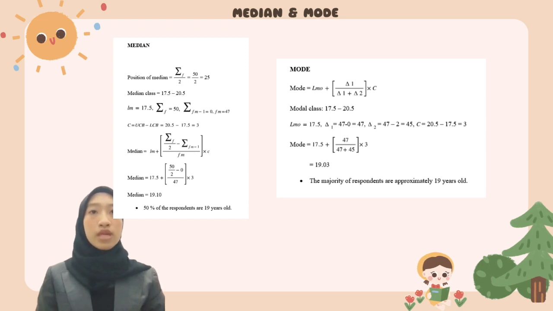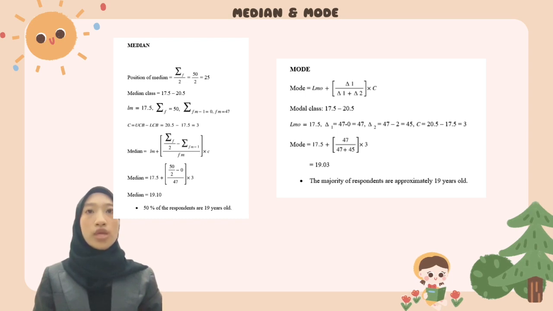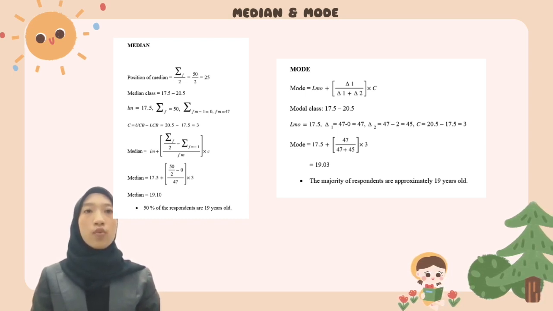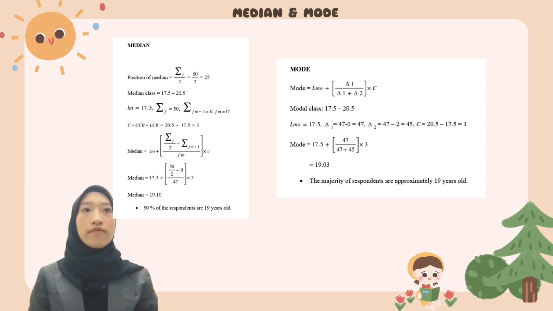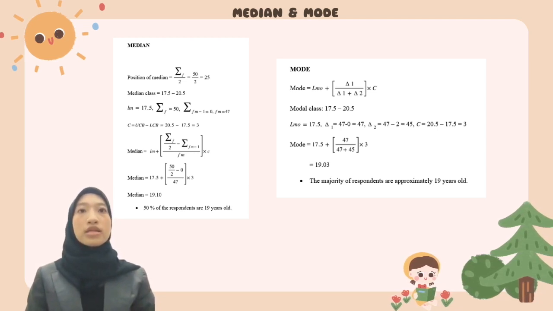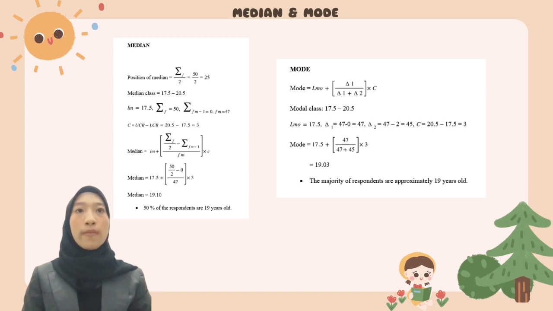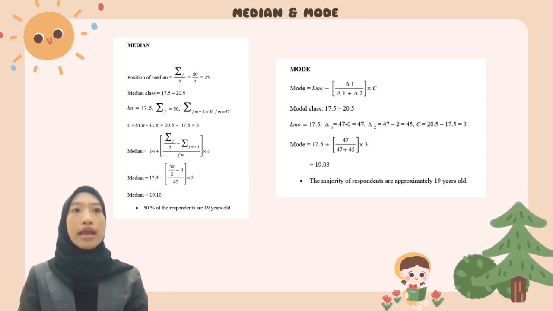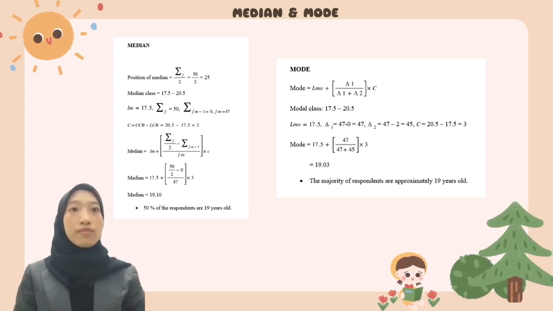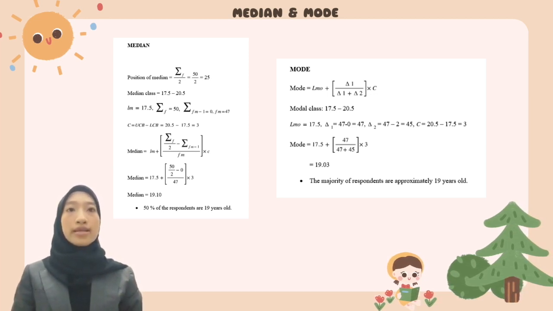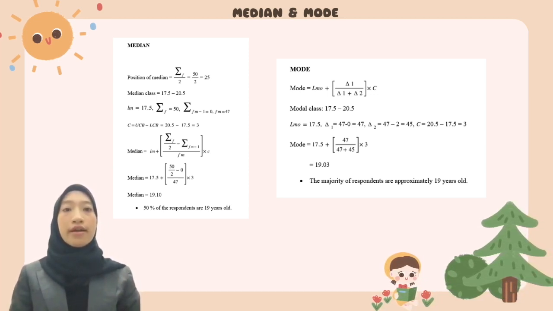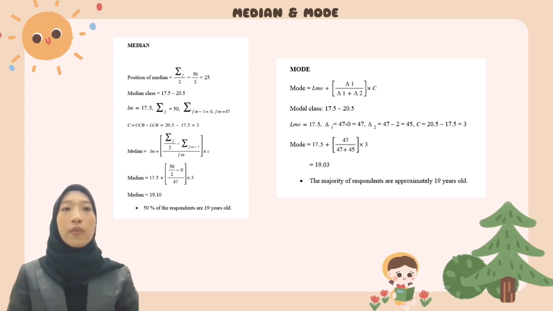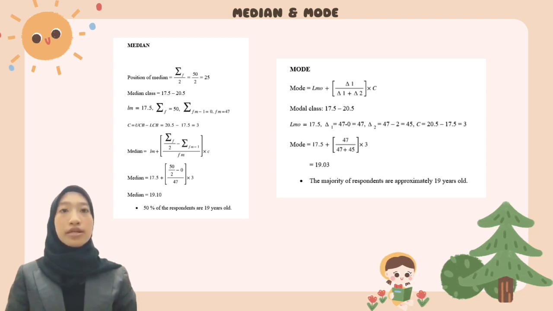Next, to calculate the mode. First, find the modal class. It is 17.5 until 20.5, which has the highest frequency. So, the formula to calculate mode is the lower class boundary for the modal class plus bracket delta 1 divided by delta 1 plus delta 2 bracket, multiplied by C. It will be mode equal to 17.5 plus bracket 47 divided by 47 plus 45 bracket, multiplied by 3, equal to 19.03. The majority of respondents are approximately 19 years old.